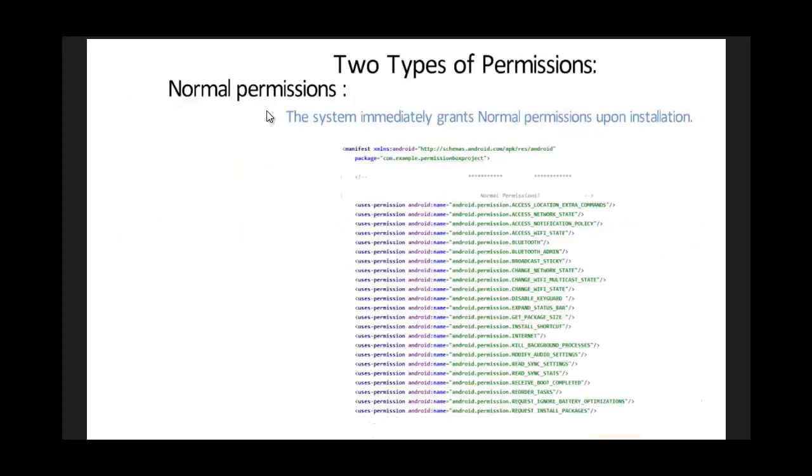The first one is normal permissions. These normal permissions are granted immediately upon installation, whether your user is installing your app on Android Marshmallow 6.0 or higher, or on a version lower than 6.0. So the normal permissions will not be asked at runtime, they will be immediately granted by the system upon installation. As you can see, these are all the normal permissions that will be provided automatically by your system. So let's discover what a dangerous permission is.